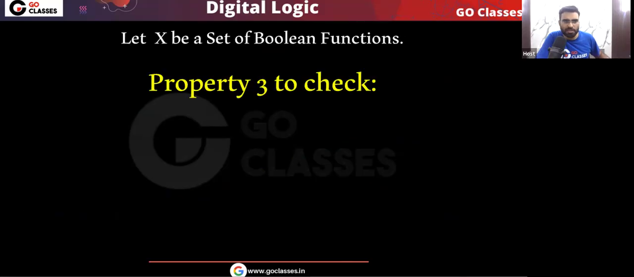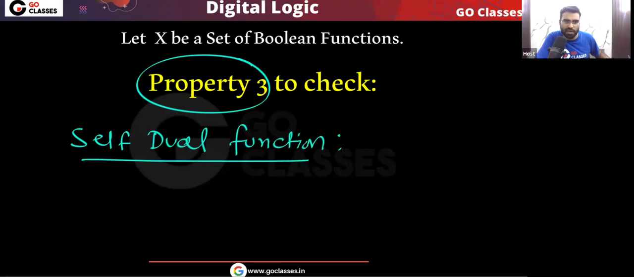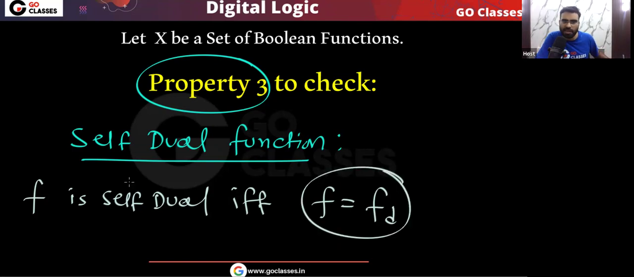What is property number 3 to check? That is self-dual. You already know what a self-dual function is. In our lectures we have seen that f is self-dual if and only if f is the same as f dual. This type of function is called a self-dual function.